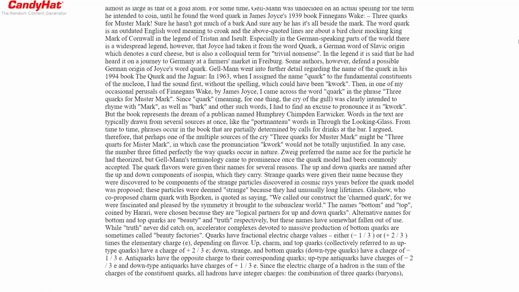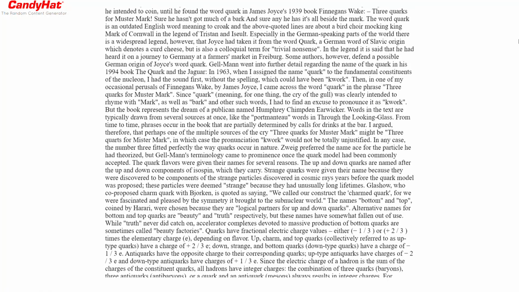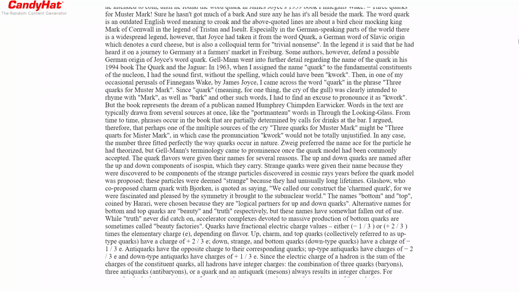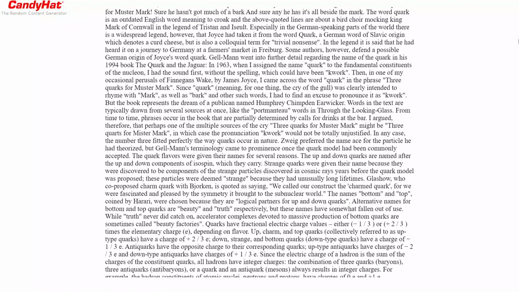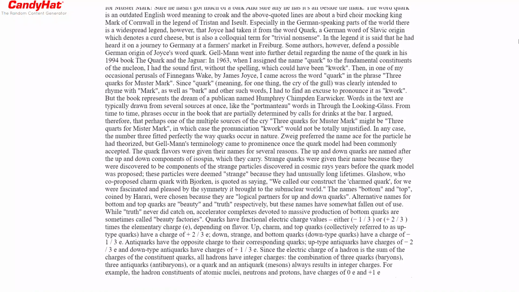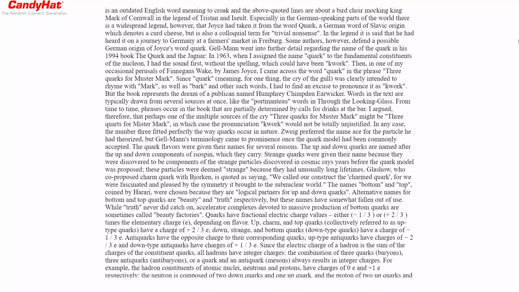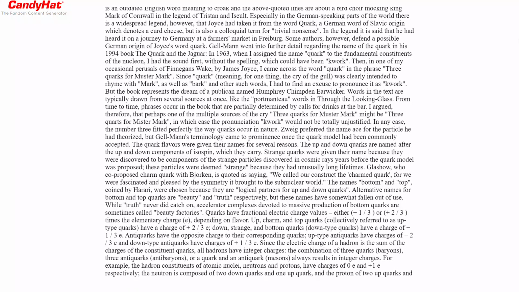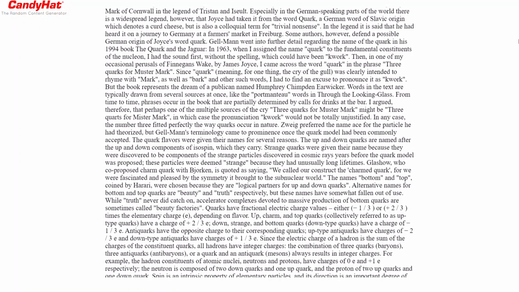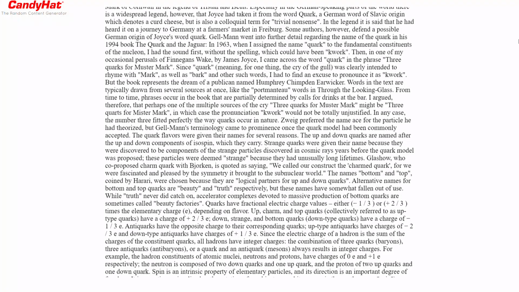Since the electric charge of a hadron is the sum of the charges of the constituent quarks, all hadrons have integer charges. The combination of three quarks, baryons, three antiquarks, antibaryons, or a quark and an antiquark, mesons, always results in integer charges. For example, the hadron constituents of atomic nuclei, neutrons and protons, have charges of 0 e and +1 e respectively. The neutron is composed of two down quarks and one up quark, and the proton of two up quarks and one down quark.